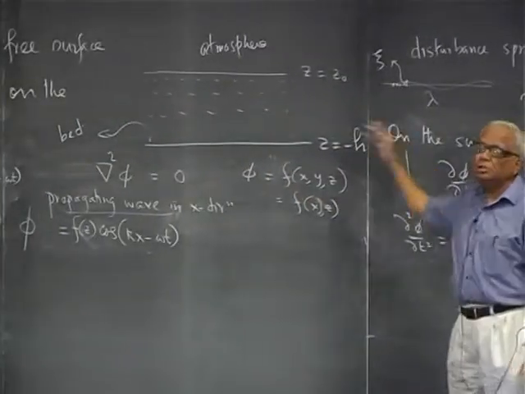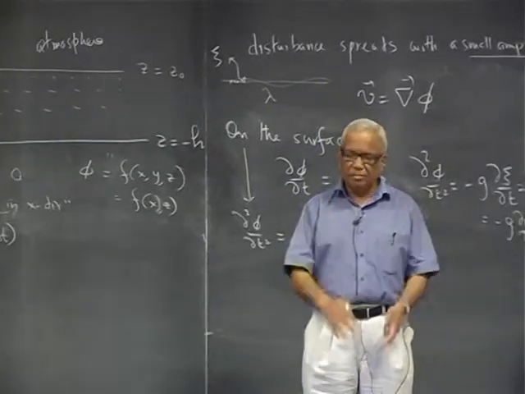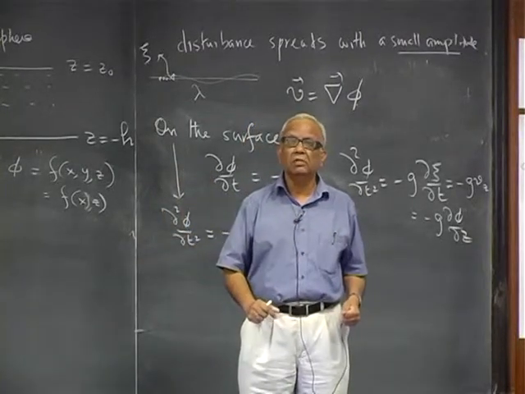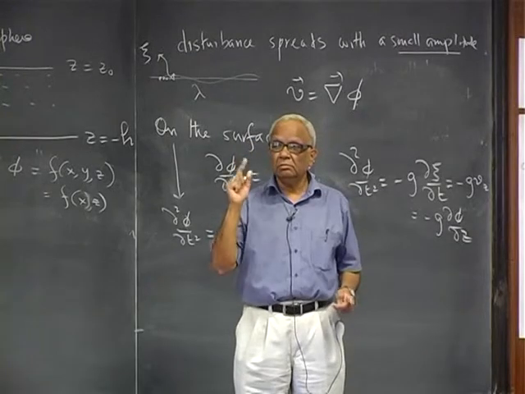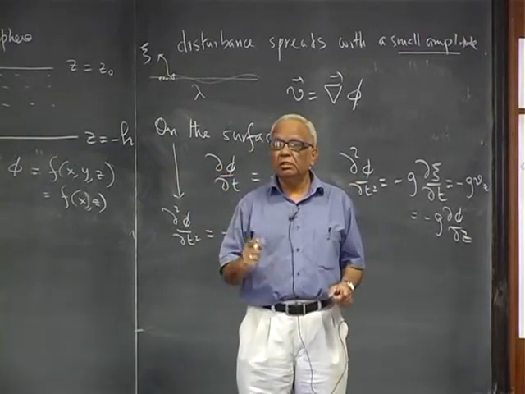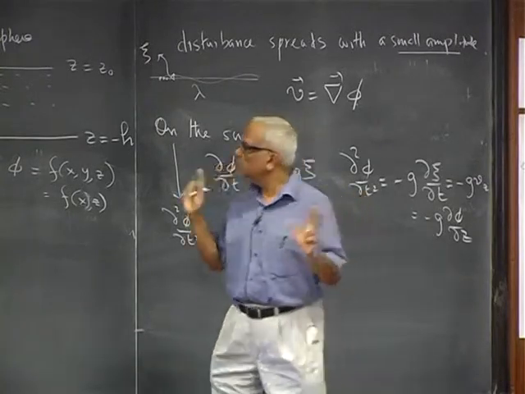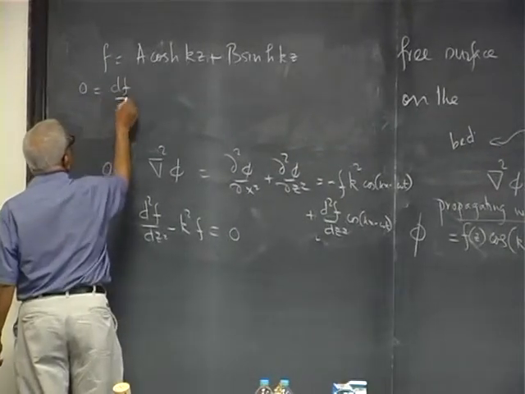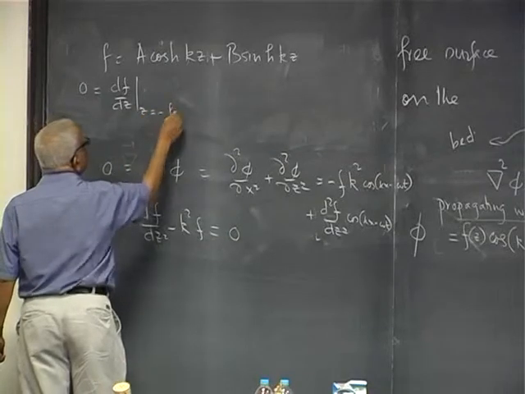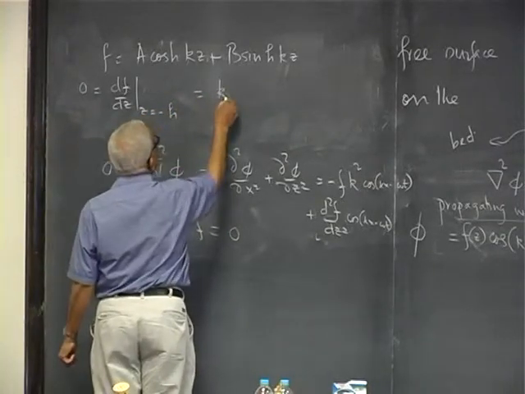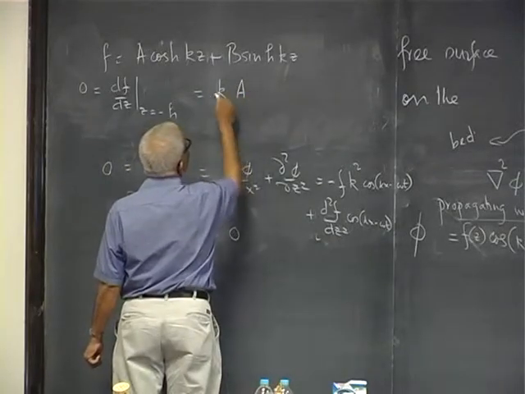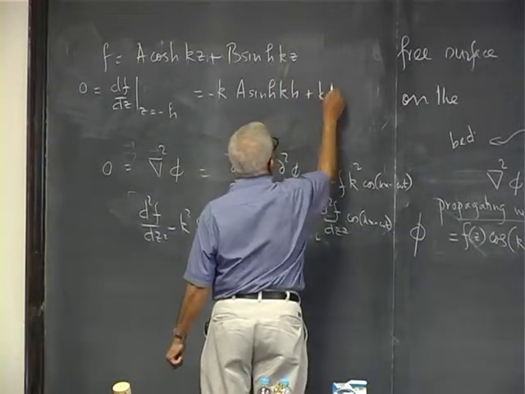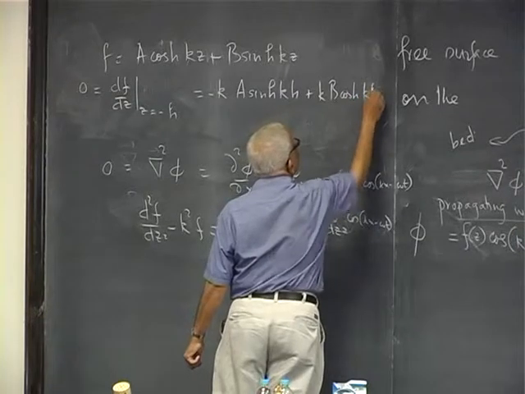The boundary condition on velocity at the lower plate, and hence on phi, is that Vz is 0. So therefore del phi del z is 0, and therefore df dz is 0. So df dz at z equal to minus h is equal to 0, which is k a times minus sine hyperbolic kh plus k b cos hyperbolic kh.